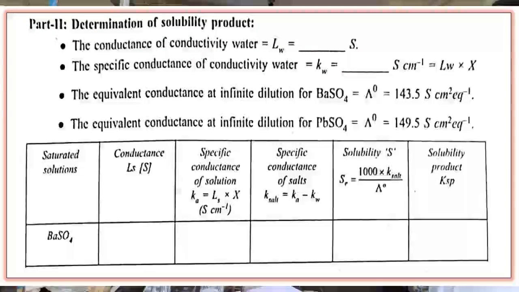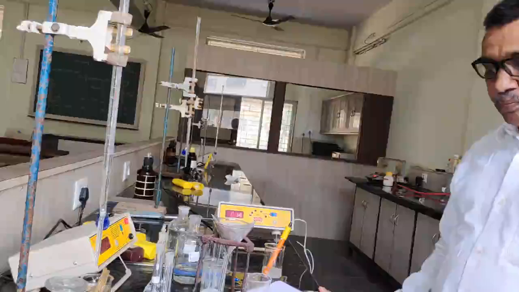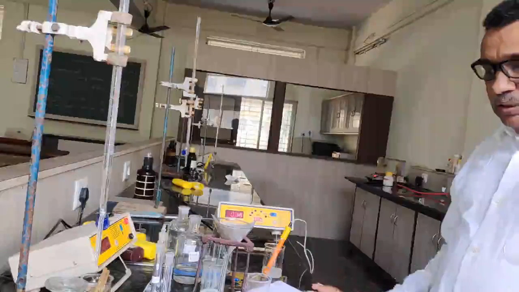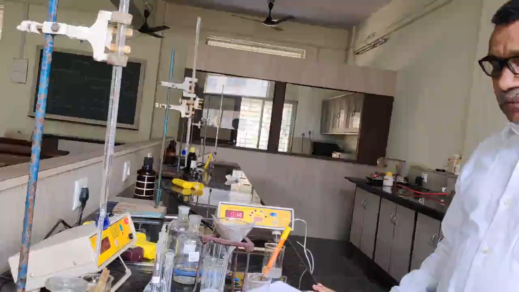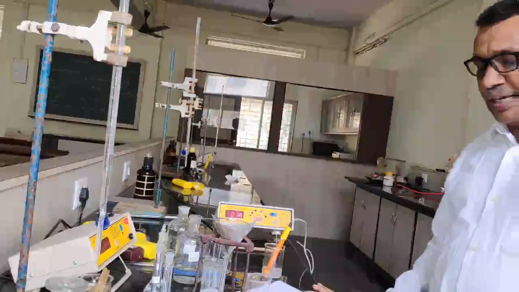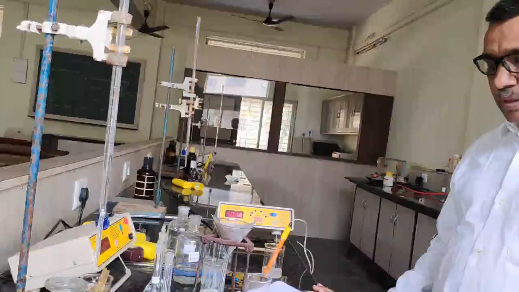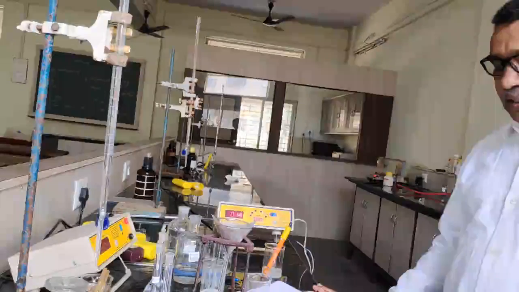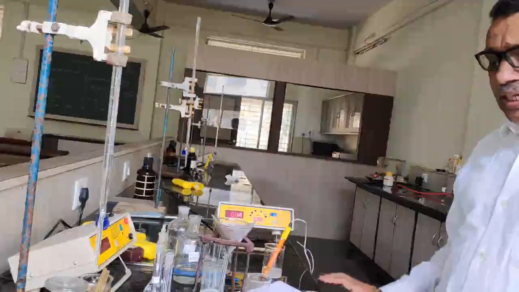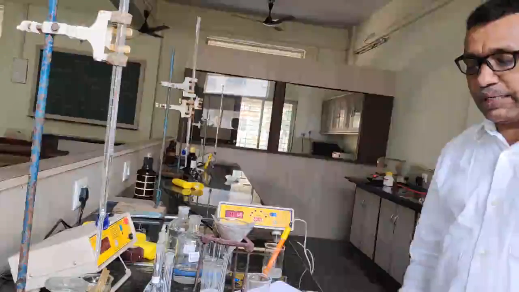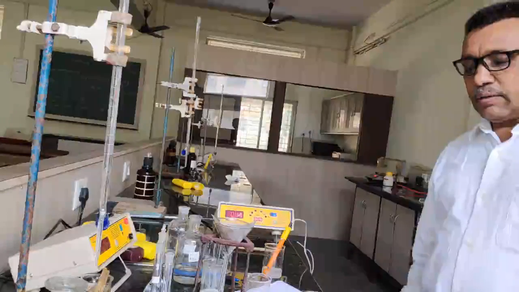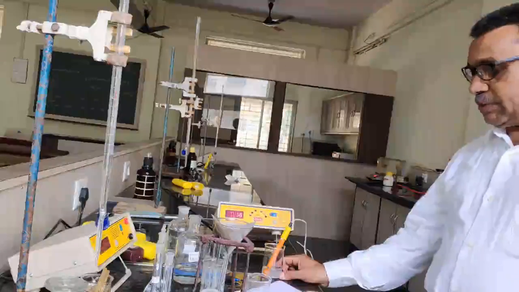So the conductance of water first, the specific conductance of water second, and the equivalent conductance of barium sulfate at infinite dilution, that value is given. The equivalent conductance of barium sulfate is given here, and with the help of these values we can determine the solubility of the barium sulfate.